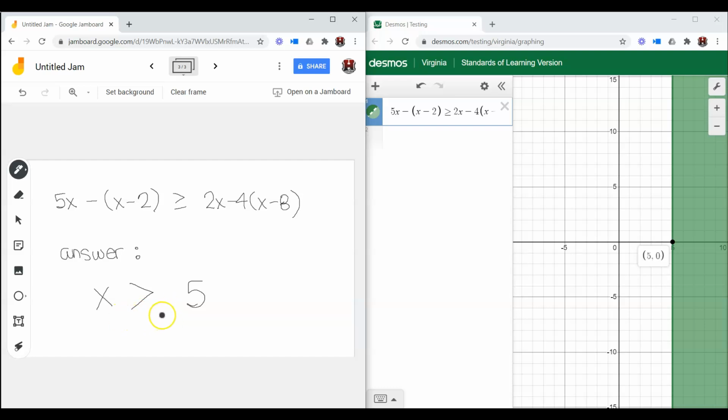Now, I need to decide whether to underline that or not. So I go back to my graph and I look at my line. It is a solid line, not dotted. So solid means I underline. So the solution for this problem should be x is greater than or equal to 5. So notice how I'm making each of those decisions about what I need to do.